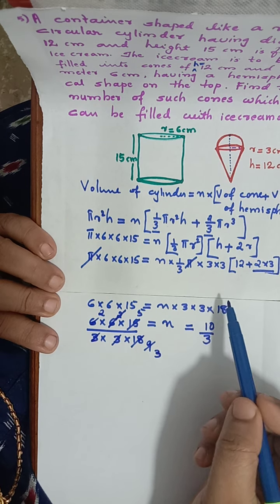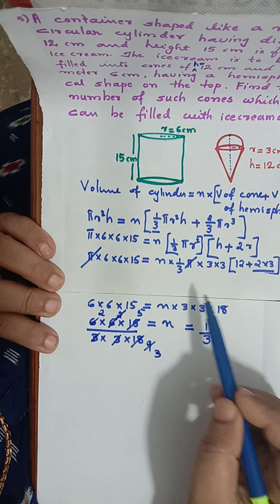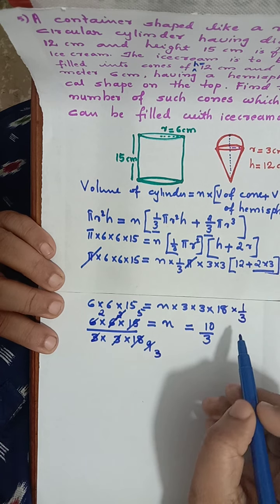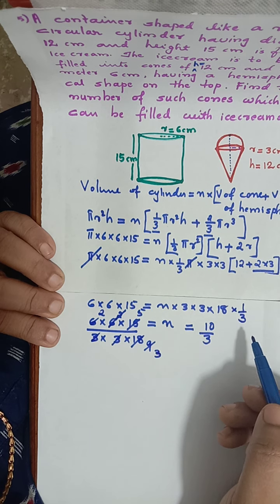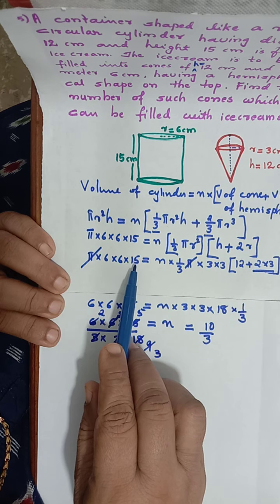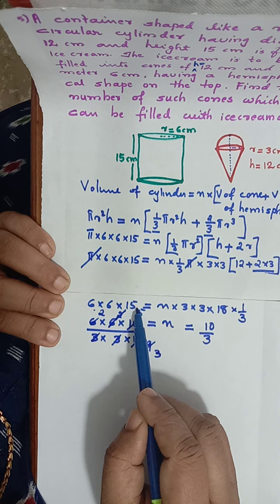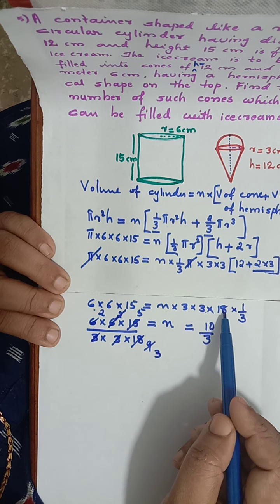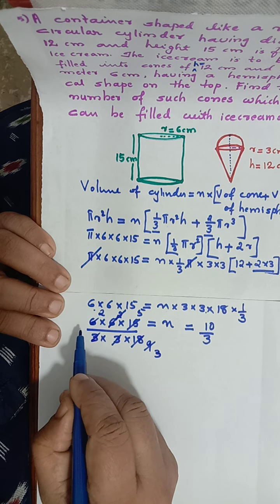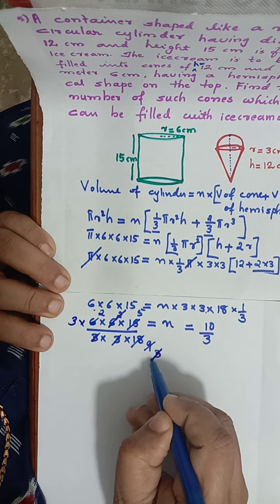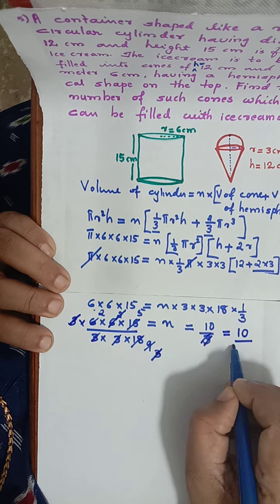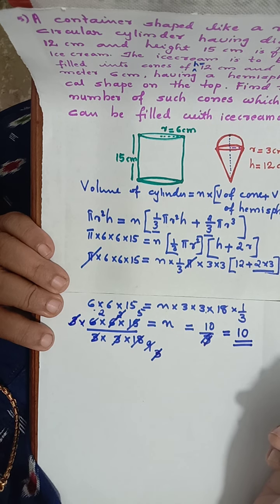Okay children, here we have 1 by 3 was here, into 1 by 3 was here. So this we have 6 into 6 into 15 equals n into 3 into 3 into 18. This 3 cancels here, or better take it to the other side. So this 3 and 3 will get cancelled. That is how we are getting 10. n is equal to 10, 10 number of cones can be made.